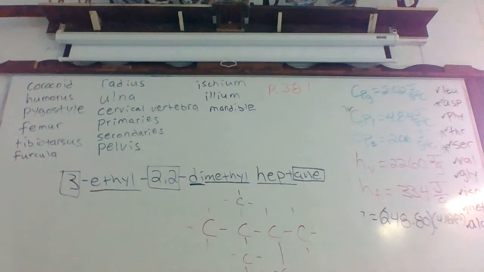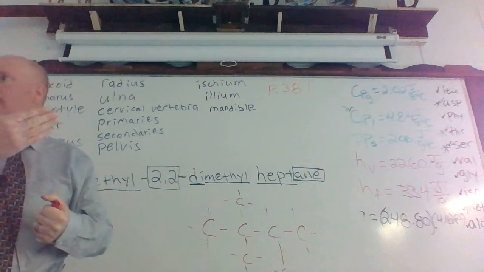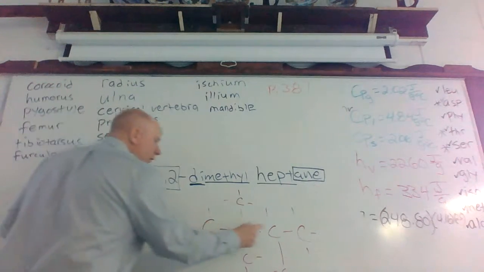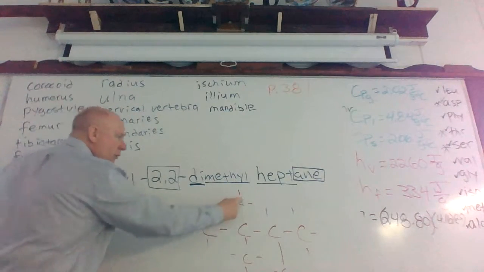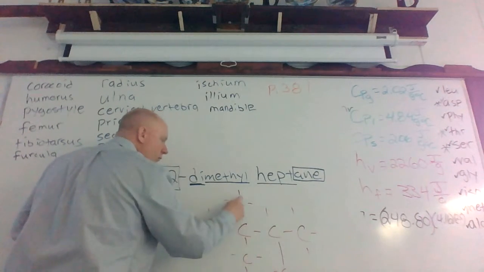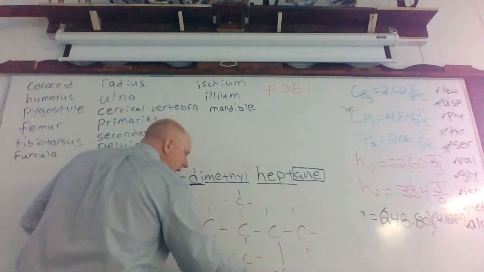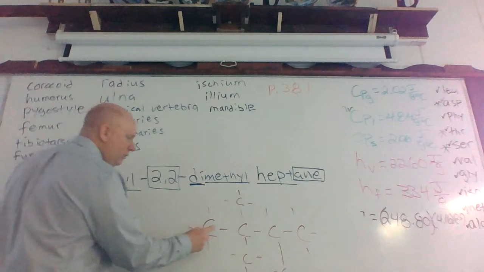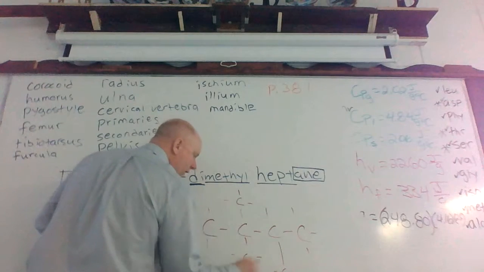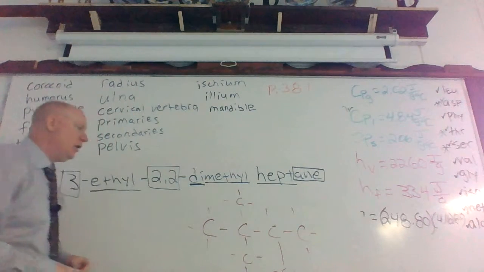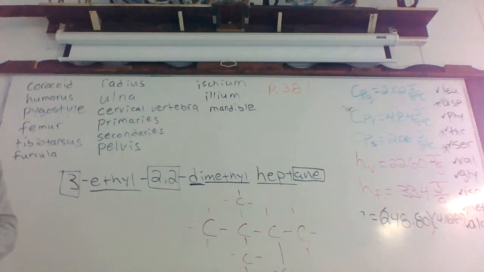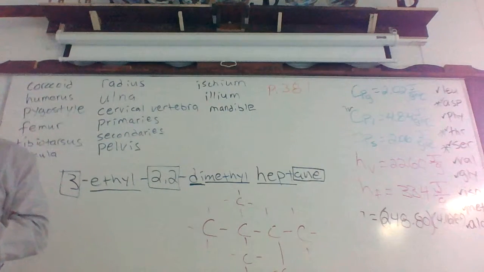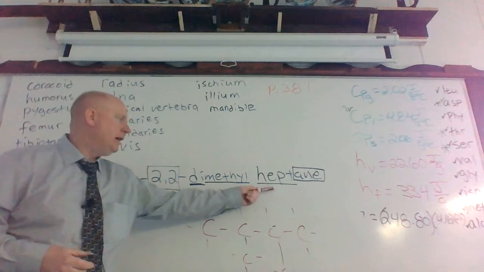Who's lost right now? Okay? So how would you determine what the parent chain is? The longest continuous chain, right? Well, 1, 2, 3, 4. 1, 2, 3, 4, 5. Or we could go 1, 2, 3, 4, 5. So there's quite a few different ways that's going to go. So we're not at heptane yet.